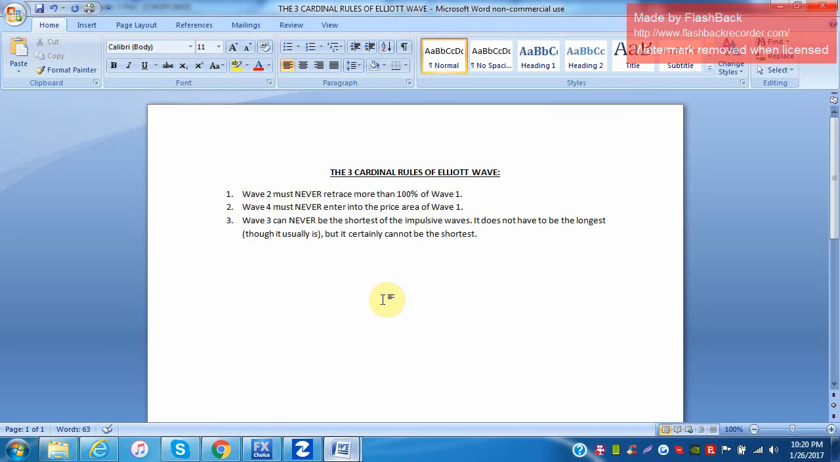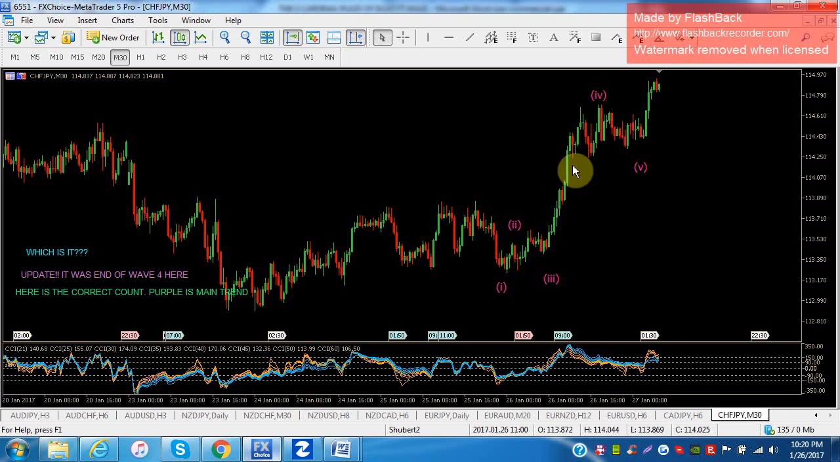Okay, and the third cardinal rule, wave 3 can never be the shortest. It's usually the longest, but as long as it's not the shortest. Well, here's your wave 3. This is clearly the longest of wave 1 and wave 5, which is probably still in progress, but nearing an end, I think. So this is the longest, and so that's fine. Now again, it doesn't have to be the longest as long as it's not the shortest.